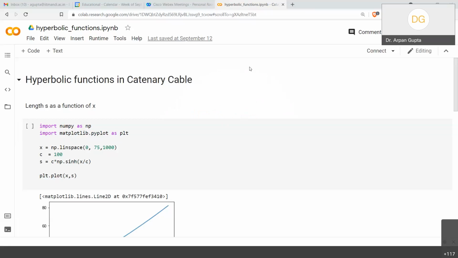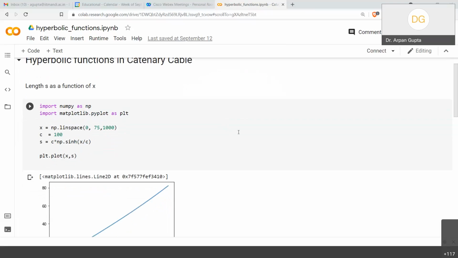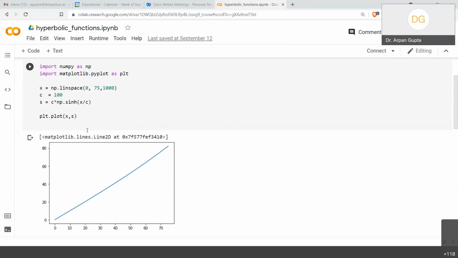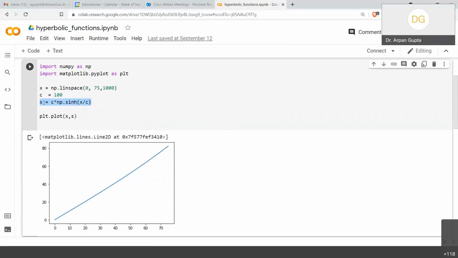Let's see how these hyperbolic functions look. Here is a simple plot for the arc length of a catenary cable. We have seen the equation that S is equal to C times sinh of x by C.